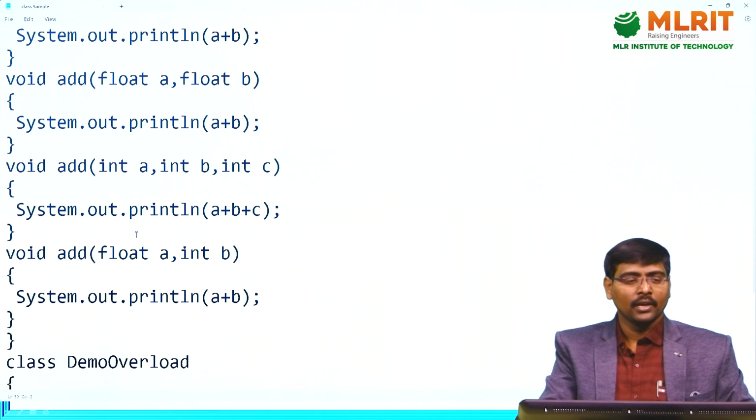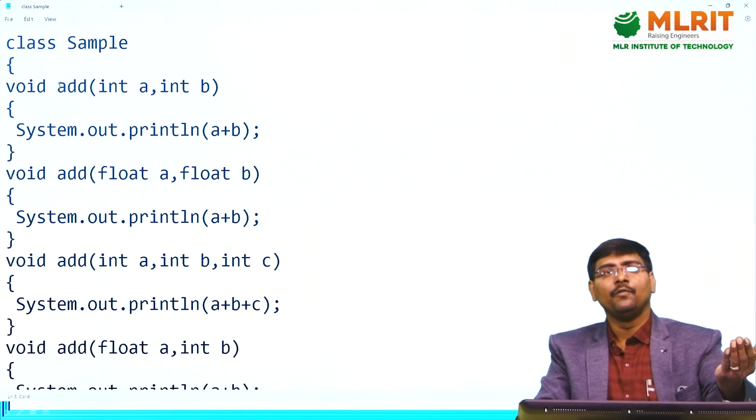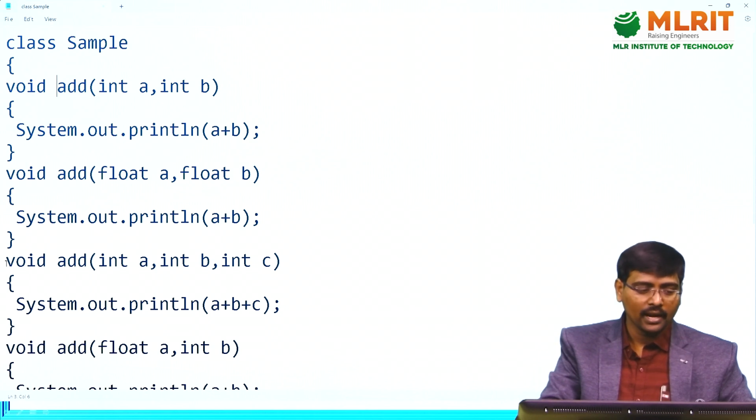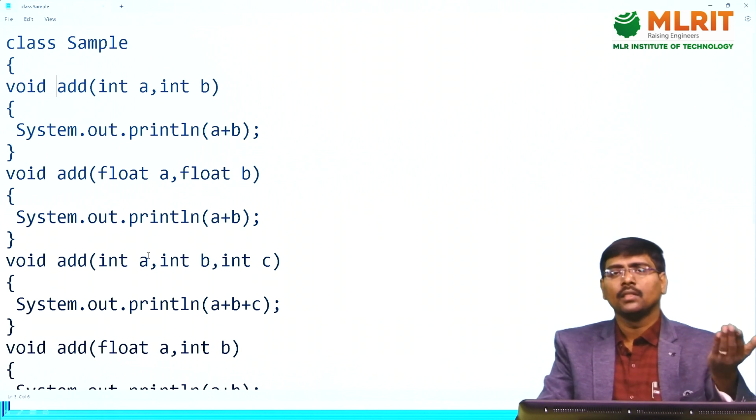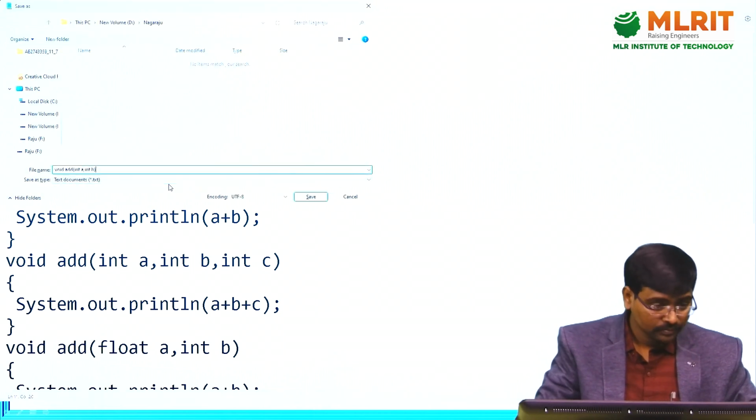Now clear? Here what I am doing, I overload the instance method. Anyway, before the method, if you use static void, static void add, static void add, static void add, no problem. That is static method overloading. Now save and execute.